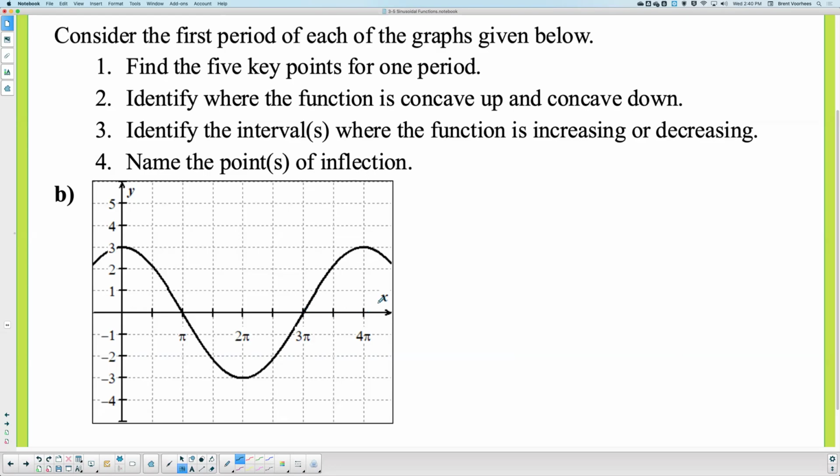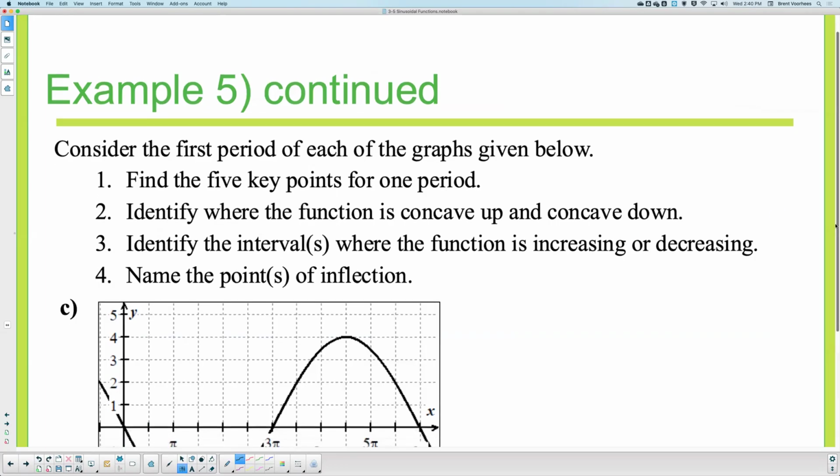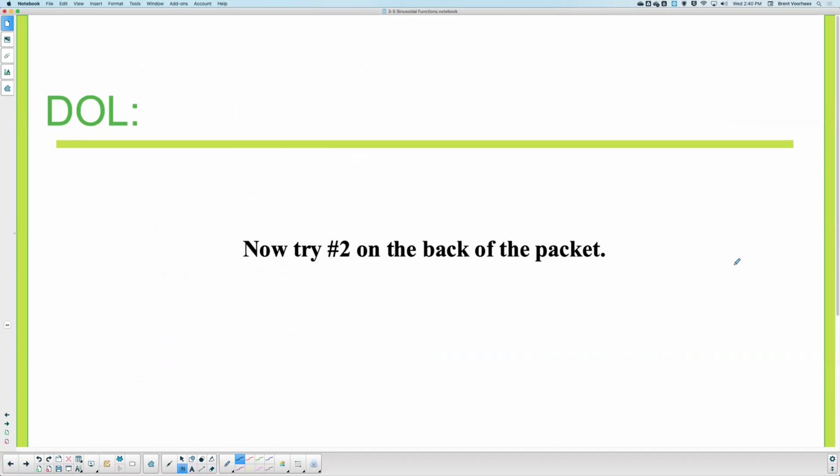Okay, we're going to skip over that. And we'll skip over C. You can do that extra practice. Now let's take a look at number 2. Let's knock out number 2 now.